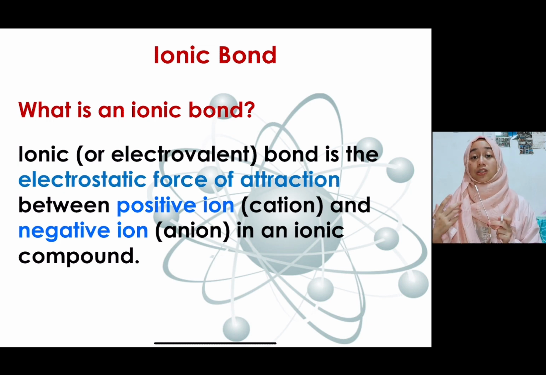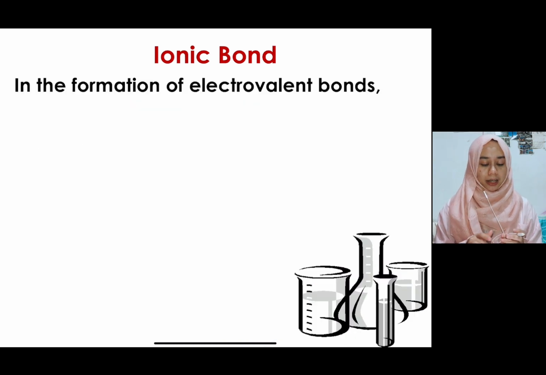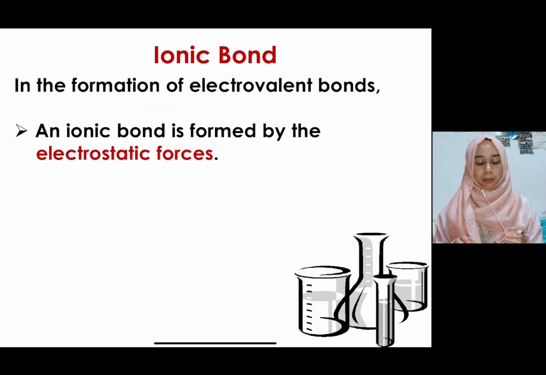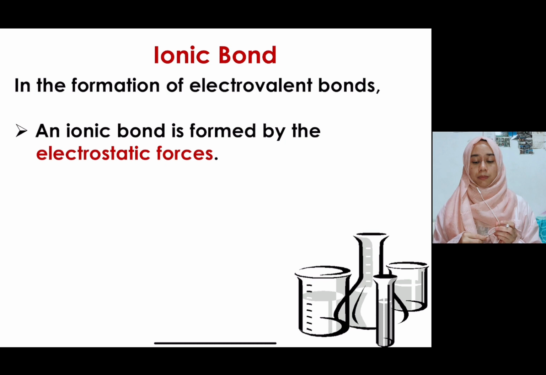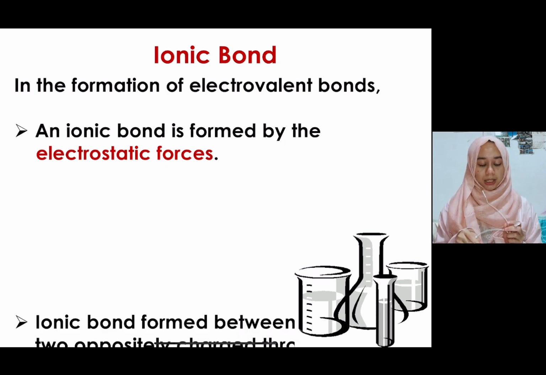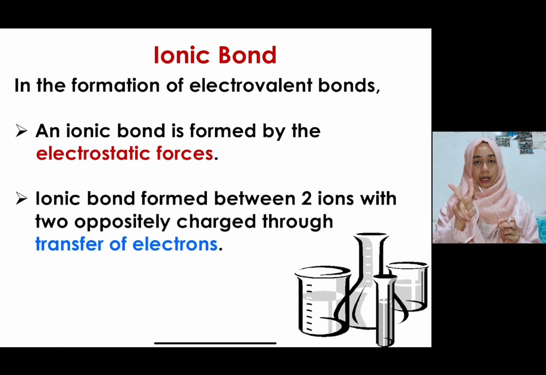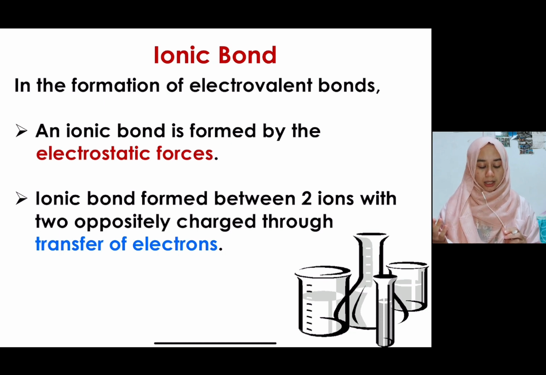Okay, so it has to be attraction forces lah. Electrostatic force of attraction, because kita involve satu yang positive charge, satu lagi yang negative charge kan. So in the formation of electrovalent bond, an ionic bond is formed by the electrostatic forces, and it involves two ions between which one is the cation, another one is anion. So it has to be two oppositely charged ions through a transfer of electrons.